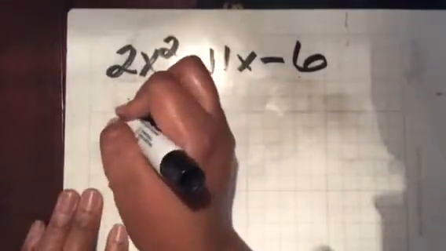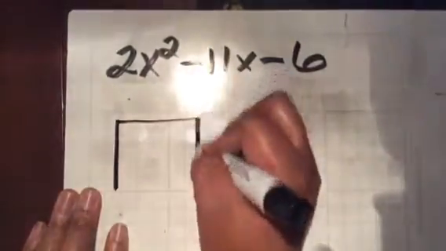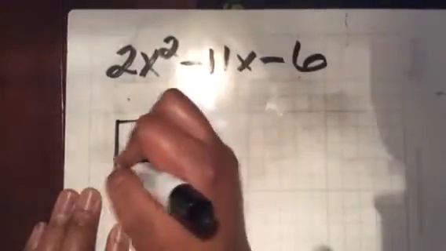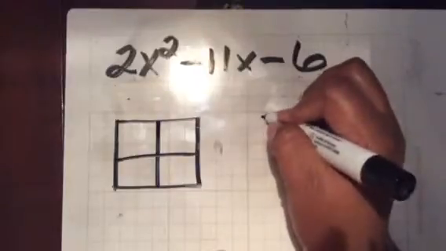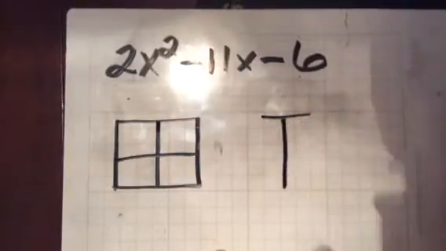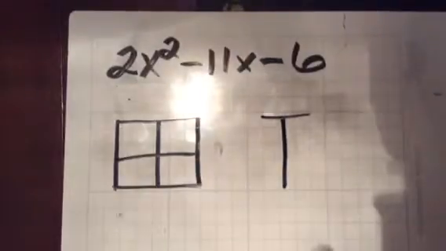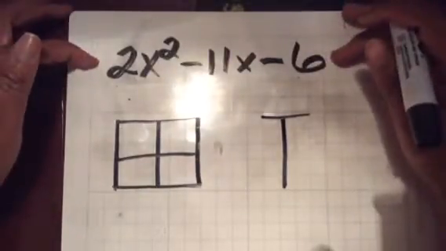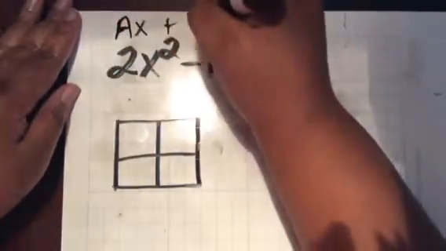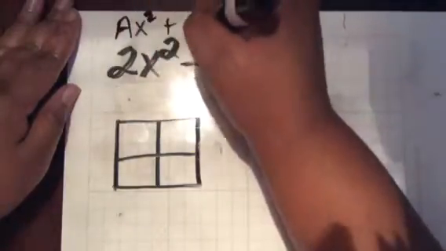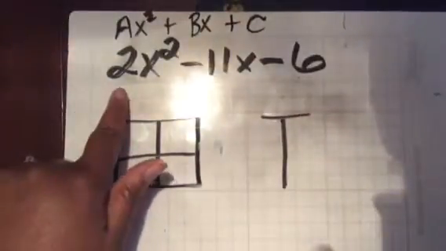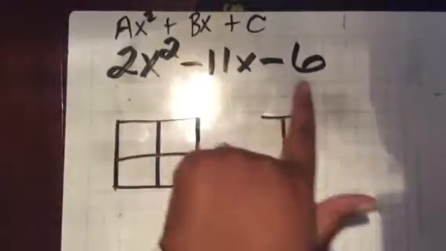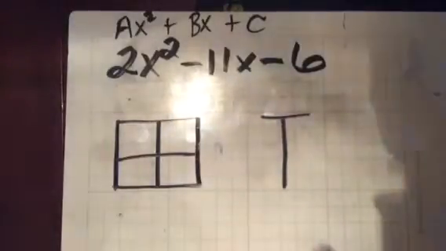We're going to start off by drawing a box, because we're going to use the backwards box method, and a T-chart so that we can write some factors down. Now this is our trinomial, and here's standard form of a trinomial: ax squared plus bx plus c. So the 2 is the a, the negative 11 is the b, and the c is negative 6. Okay?